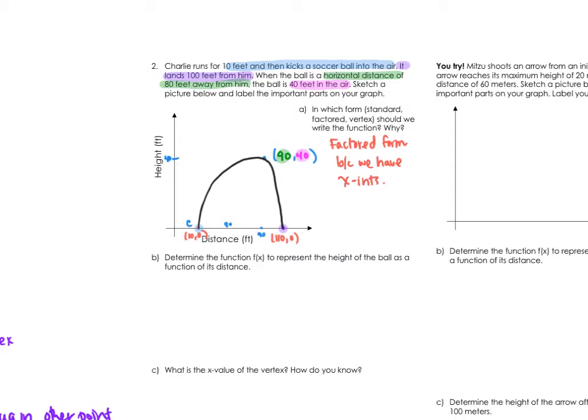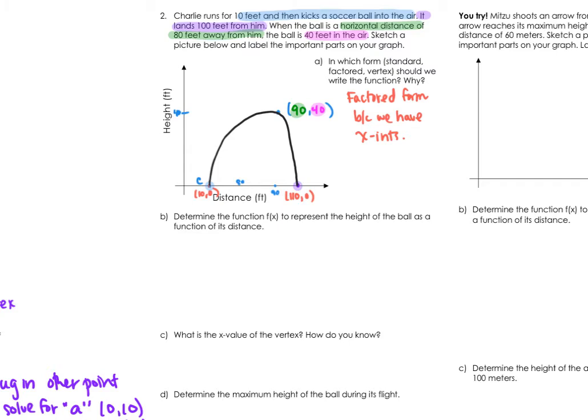Okay, so in factored form, our equation is going to look something like this. It's going to be f of x equals a times (x minus r1) times (x minus r2). First of all, let's plug in what we know. We have our two x-intercepts. We have 10, which we'll plug in for r1, and then we have 110, which we'll plug in for r2. So we have f of x equals a times (x minus 10) times (x minus 110).